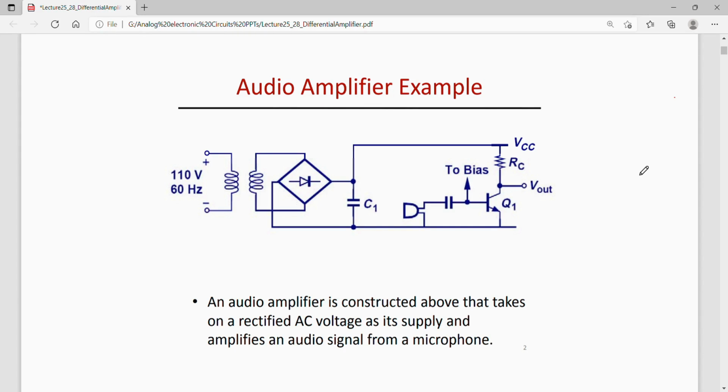Alright, so let us start today's class. Today we would be discussing another configuration. We had discussed earlier cascode and also current mirrors. So today we'll discuss another important configuration, which is called the differential amplifier stage.